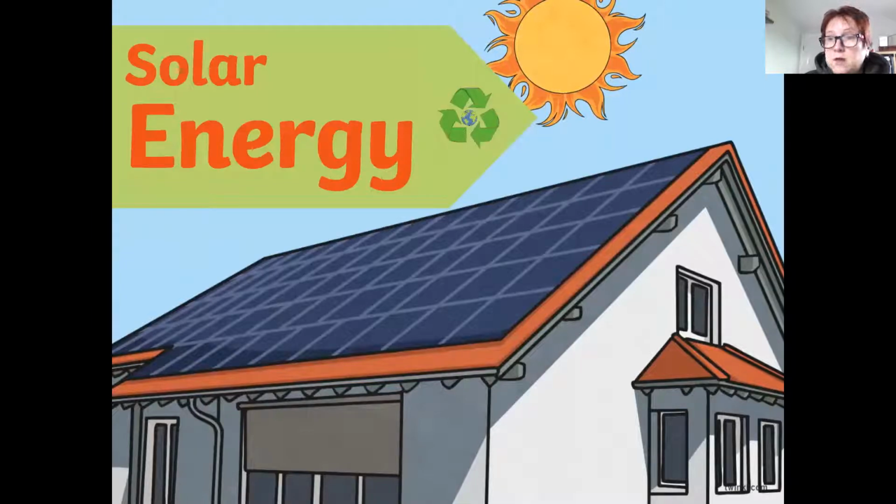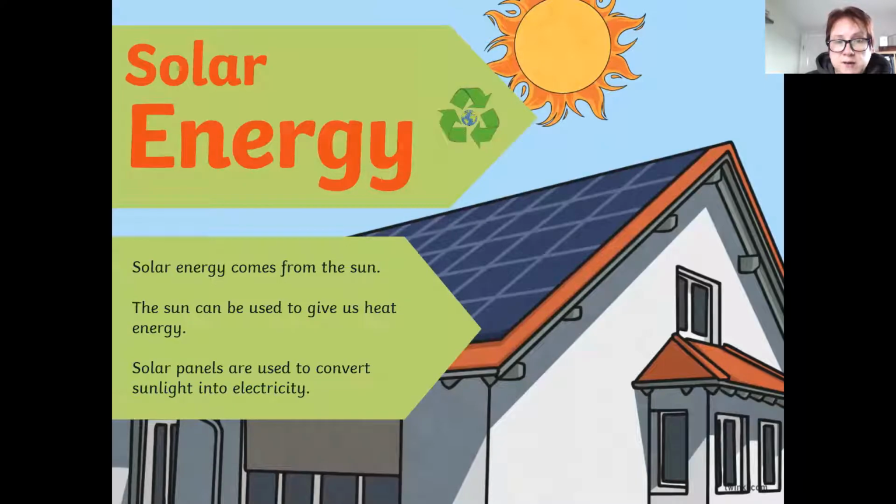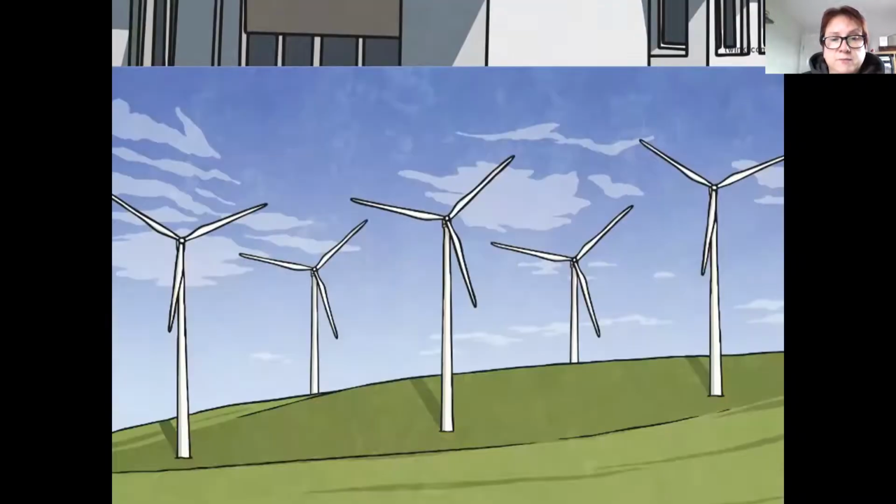So, renewable energy. Solar energy comes from the sun, can be used to give us heat energy, and solar panels are used to convert sunlight into electricity. You may have solar panels on your house, I don't know. You may not. You may have seen them on other people's houses. So they store the sunlight and can convert it into electricity.